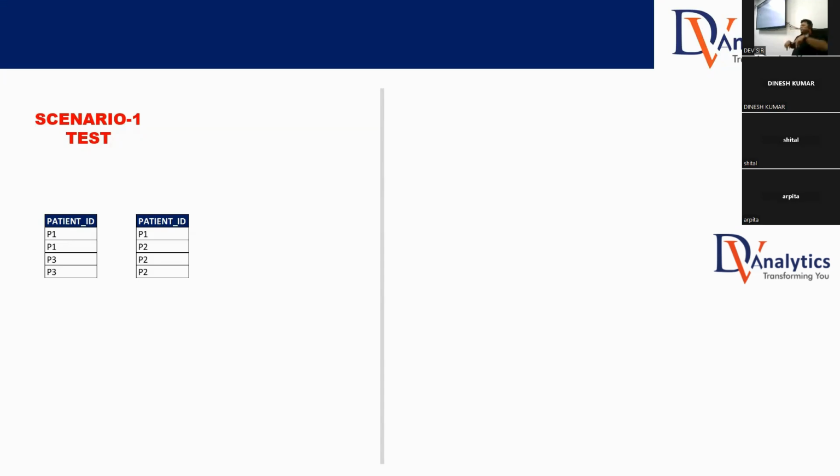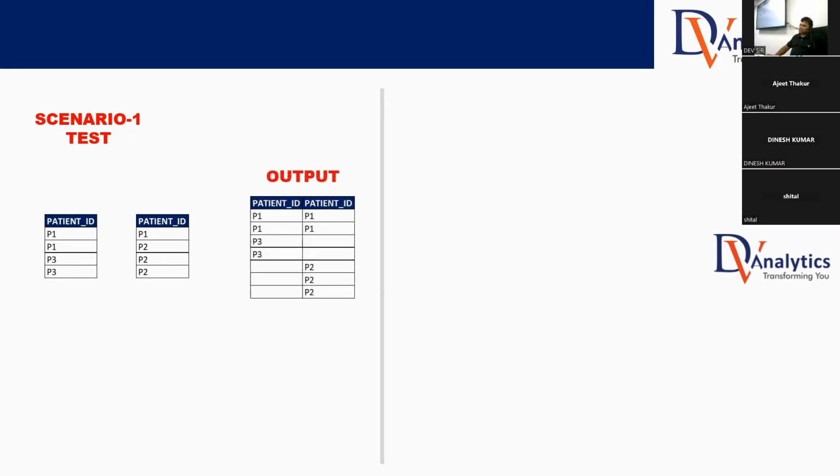If you join these two tables for P1, how many records will come? Only for P1. 2 records. Okay. Then for P3, 2 records. And for P2, how many records? 3. So total, how many records will come? 7. Understood now? So it is going to give you 7 records. P3 has the left null value. P2 has the right null value.